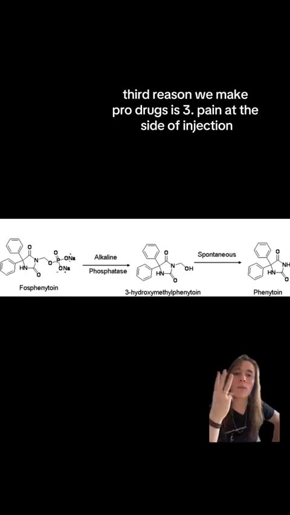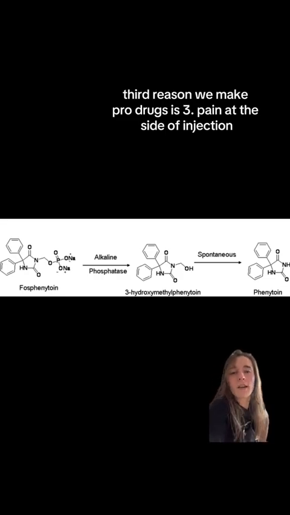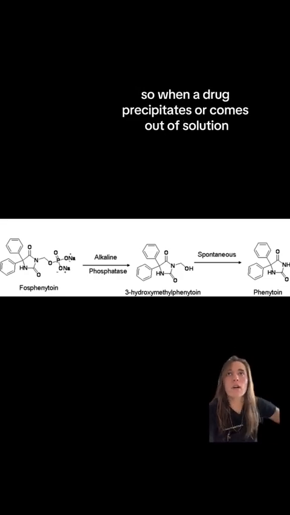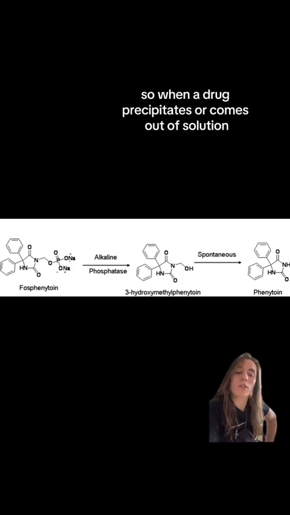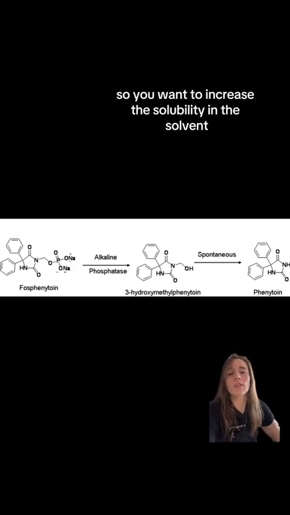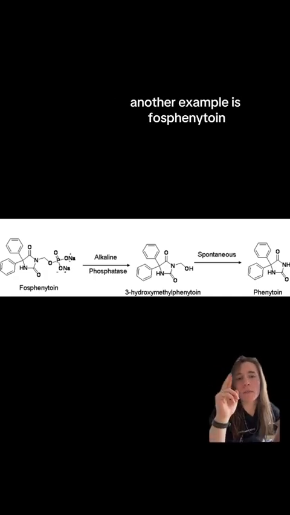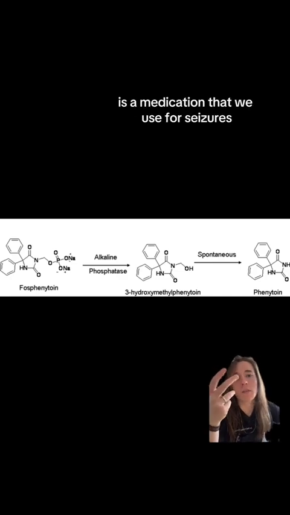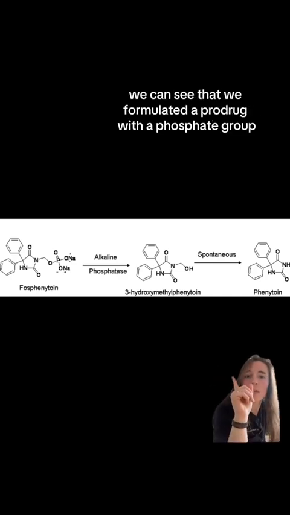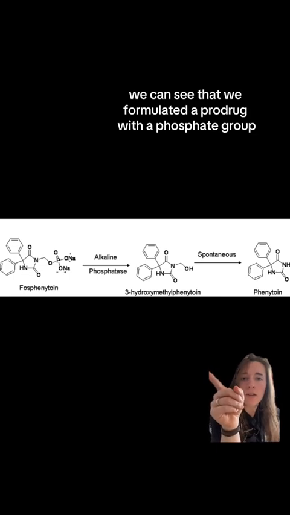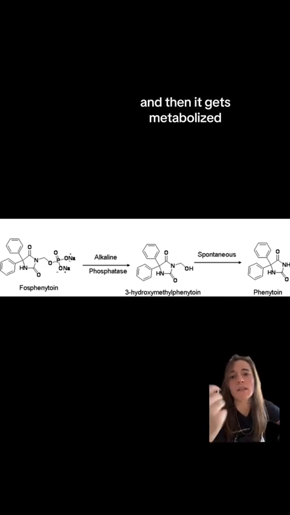A third reason we make prodrugs is pain at the site of injection. So when a drug precipitates or comes out of solution, it can cause tissue damage. So you want to increase the solubility in the solvent. One example is clindamycin phosphate. Another example is fosphenytoin. So phenytoin, or Dilantin, is a medication that we use for seizures. We can see that we formulated a prodrug with a phosphate group, and then it gets metabolized by phosphatases in the body.